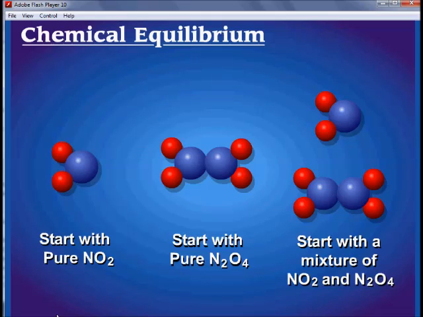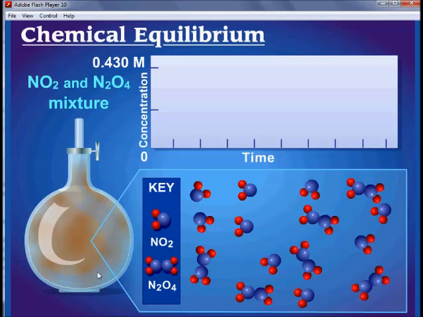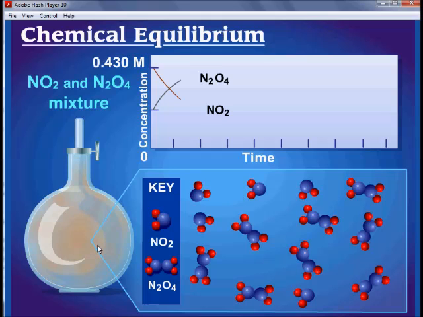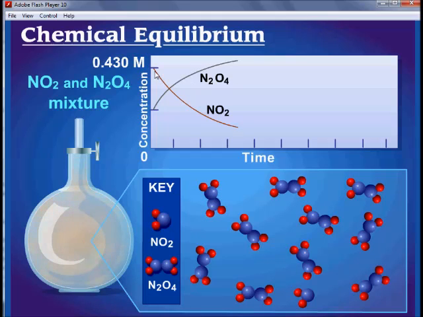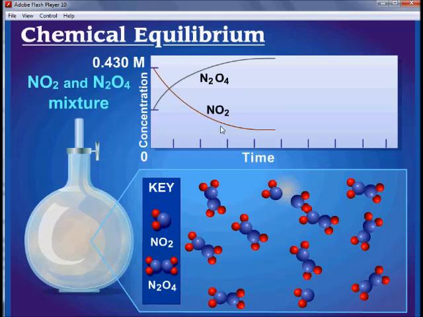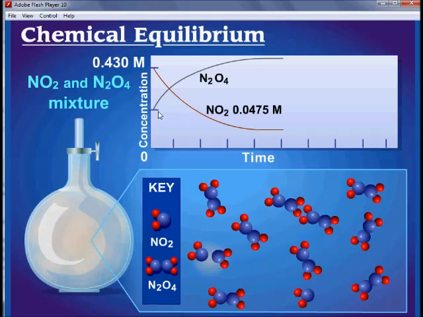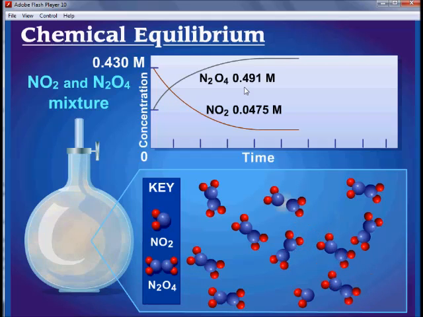Let's look at one last example. This time we're going to start with a mix of both. So you can see we've got some brownish in here as well as some other gas. And so we'll let that start reacting. And so our amounts of each are going to change. So you can see that the N2O4 is breaking down. We started with a lot of that, and that amount is getting less and less. And the amount of NO2 that we start with, well, that amount is increasing. Eventually, we're going to reach equilibrium, where those concentrations won't change anymore.